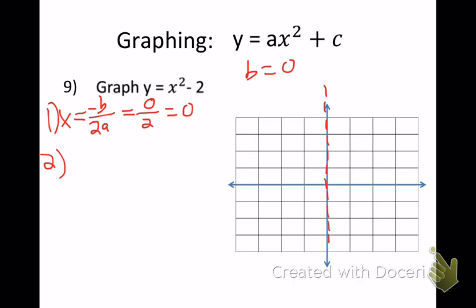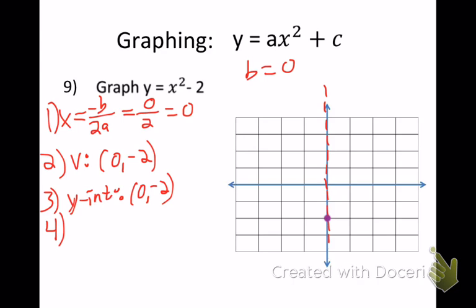2, I need to plug 0 in. When I plug 0 in, I get my vertex, which is 0, negative 2, because 0 squared is 0, and 0 minus 2 is negative 2. Vertex down here is 0, negative 2. 3, that's my y-intercept. Well, what's my y-intercept here? Yeah, my y-intercept is the same thing as my vertex, 0, negative 2. Well, I've already graphed that.